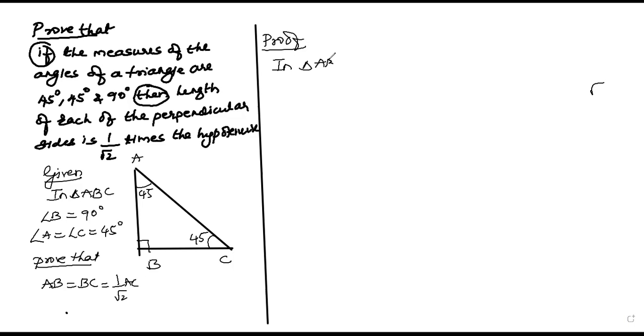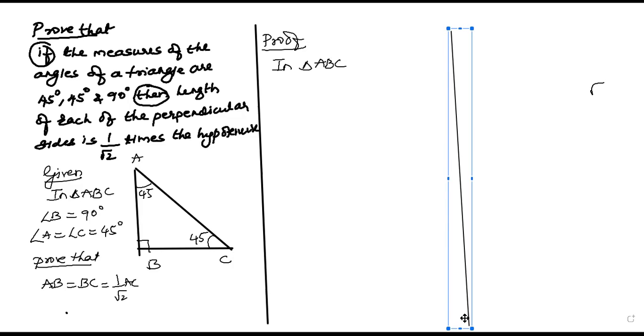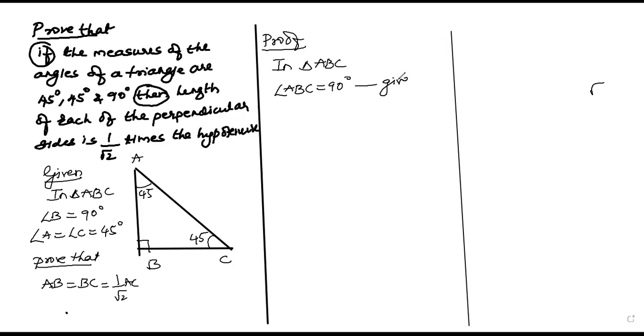Look, in triangle ABC, angle ABC equal 90 degrees. So what will be Pythagoras theorem? Angle ABC equal 90 degrees, children. So Pythagoras theorem will be, therefore, AC square equal AB square plus BC square. I call this as 1, by Pythagoras theorem.